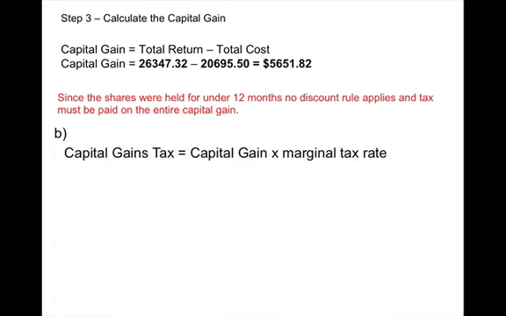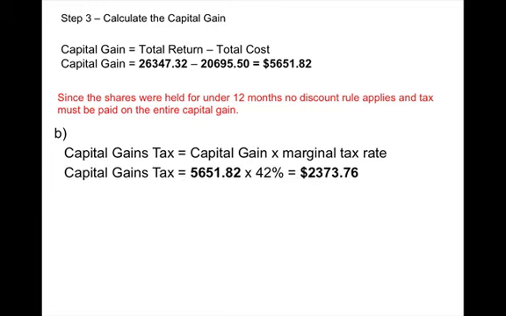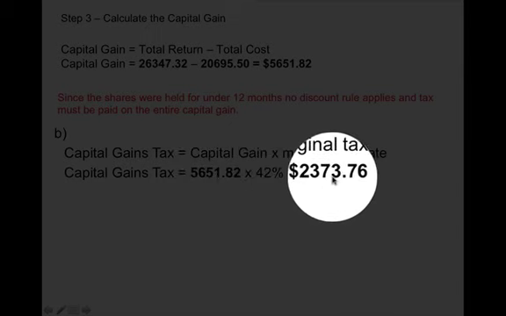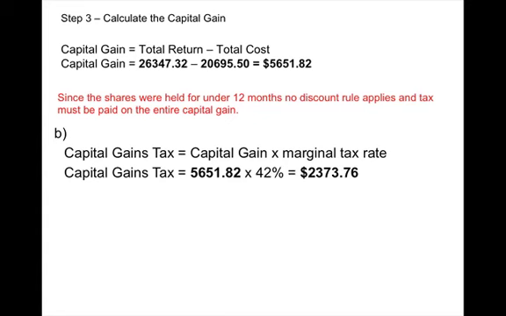So the next bit comes in. Capital gains tax is your capital gain times your marginal tax rate. So this is pretty simple. Basically, you just grab the money you've made, your profit, and times by your tax rate. Because you didn't hold them longer than 12 months, you pay on the full amount here. The full amount is multiplied by 0.42, which gives you this much here. So you actually have to pay $2,373.76. So nearly half of it.